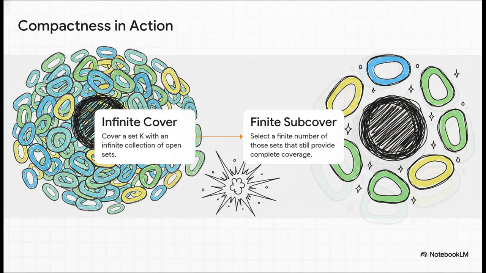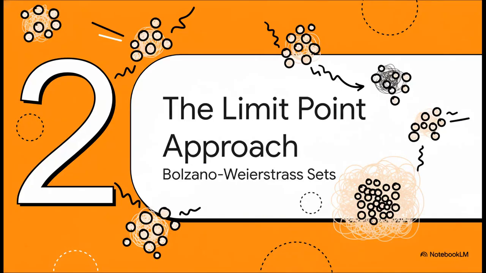And this is really the magic trick of compactness in action. We start with our set, K, totally buried under this infinite pile of open sets. It seems unmanageable. But because K is compact, we get to do this incredible simplification. We throw away almost all of those sets, we keep just a finite handful, and boom, the set is still perfectly covered. We've just taken an infinite problem and made it finite. It's an amazing trick. All right, let's switch gears and look at our second path.